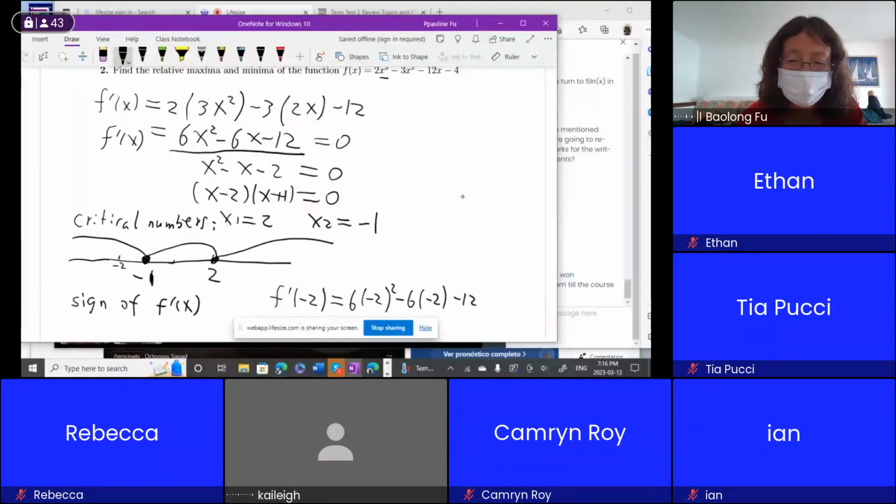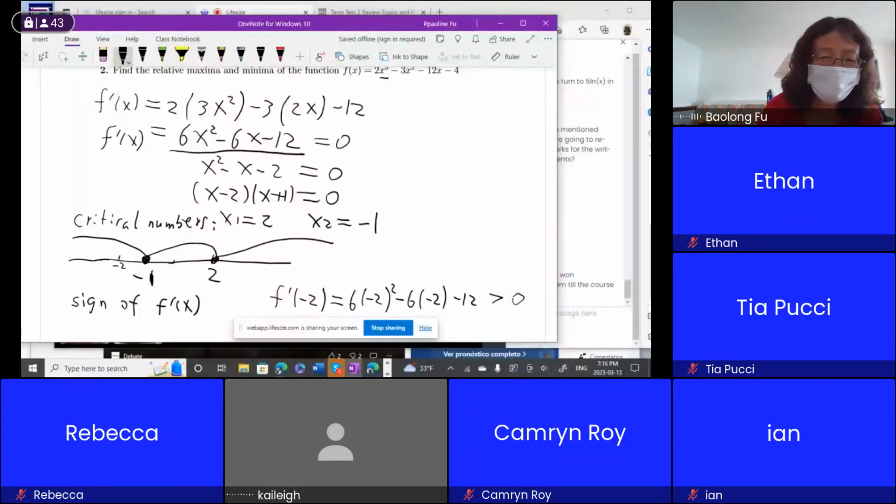So obviously, this number is greater than 0. You don't care what the number is. You just need to know whether it is a positive number or negative number. So the sign of the derivative is positive as long as x is smaller than negative 1. Those are positive.